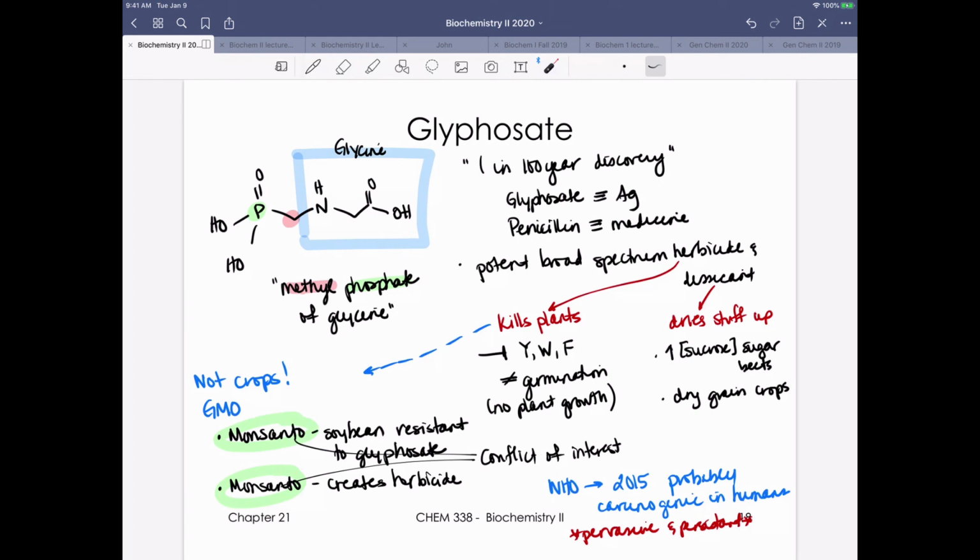aspects to it. But research started accumulating that this molecule was probably problematic, and the World Health Organization in 2015 identified it as a probable carcinogen in humans. And so there's been a lot that has come into play since that. One of the take-home questions I think you guys are going to have as part of your take-home has to do with this glyphosate story.